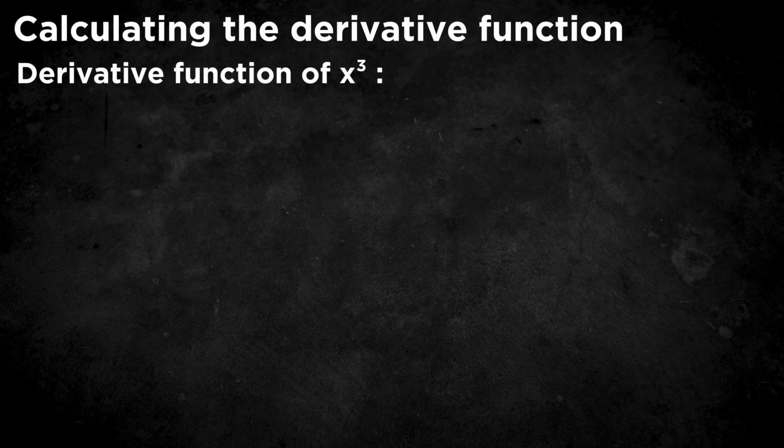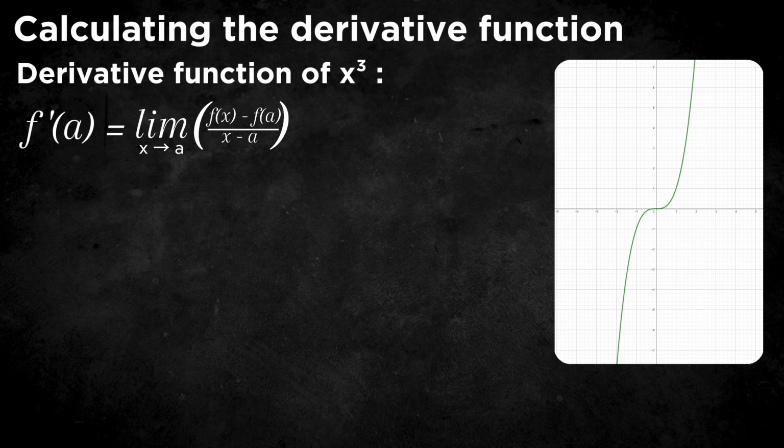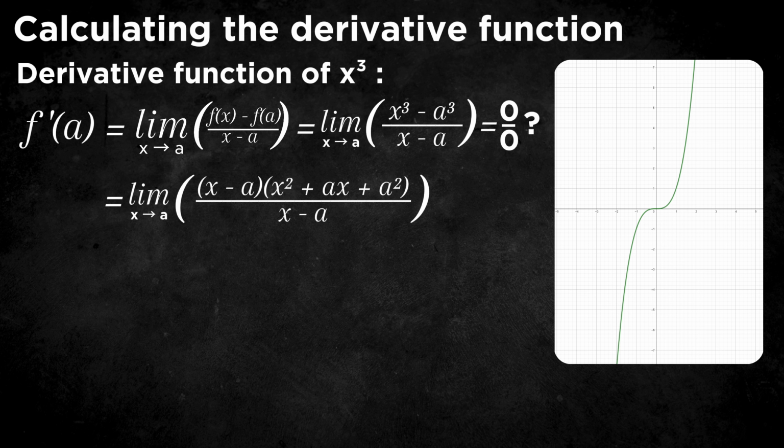Let's say you want to make the derivative function of x cubed. By using the definition of the derivative, we get the limit when x approaches a of x cubed minus a cubed over x minus a. Again, when x approaches a, we get 0 over 0. So we cancel a common factor in the numerator and the denominator. Here the numerator can be rewritten as x minus a times x squared plus a times x plus a squared. Cancel x minus a, and we are left with x squared plus a times x plus a squared.